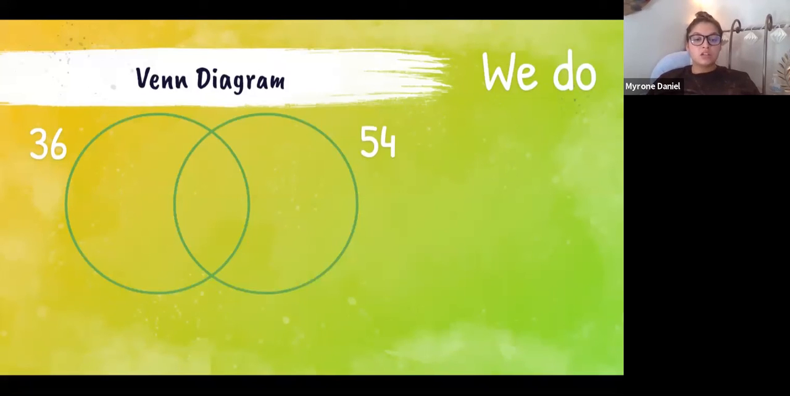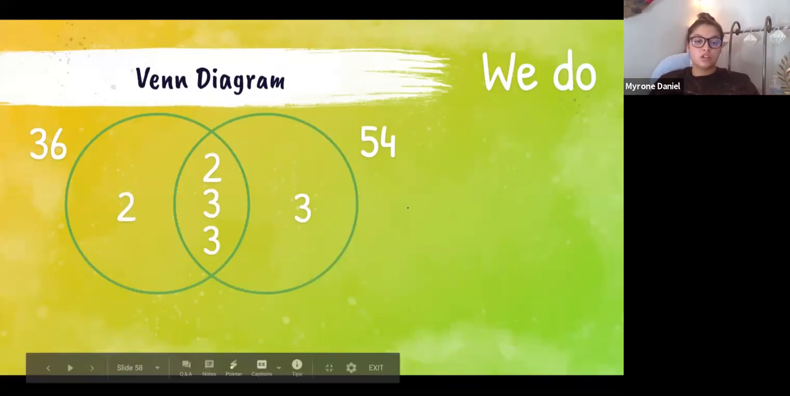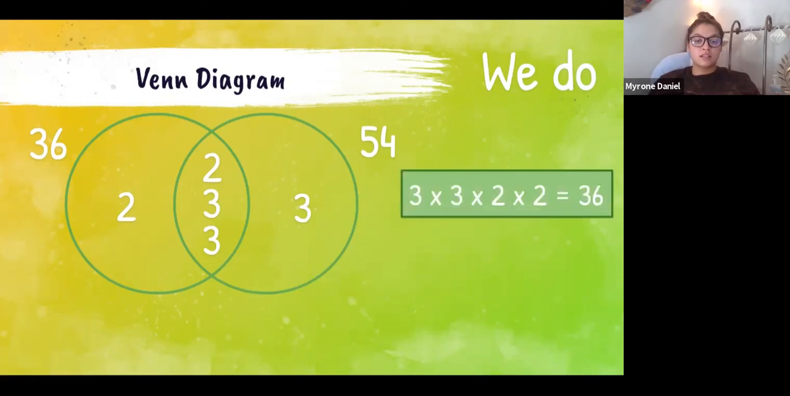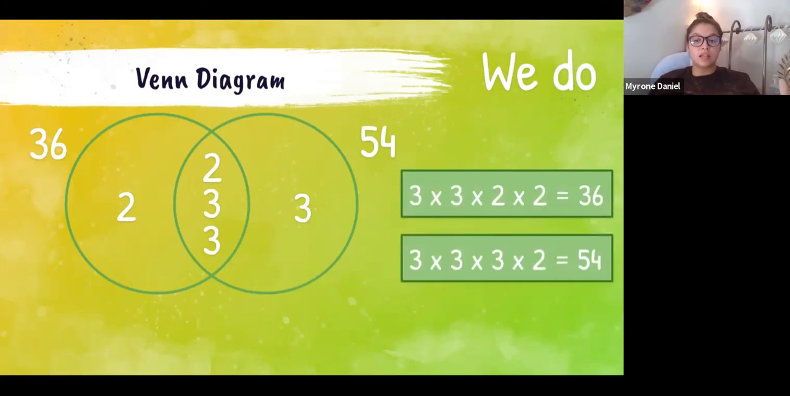Okay, welcome back. So now that we have our prime factors written in our Venn diagram, let's show mine. This is how I wrote it. We have 2 times 2 times 3 times 3 gives us 36. And 3 times 3 times 3 times 2 is going to give us 54. Those are our prime factors. Those are what they have in common. And this is sharing answers. 3 times 3 times 2 times 2 is 36, and 3 times 3 times 3 times 2 is 54.